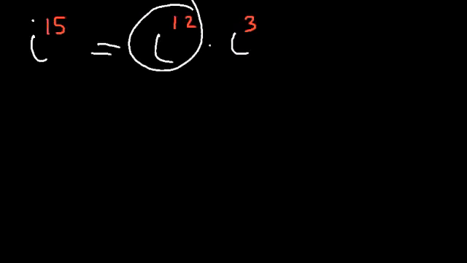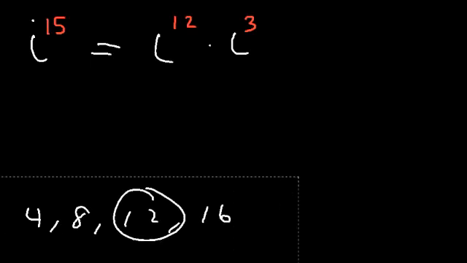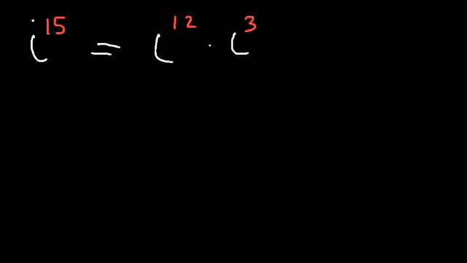Now what about, let's say, i to the 15th power? How can we simplify this number? So i to the 15th is i to the 12th times i to the third. One of these numbers, you want it to be the highest multiple of 4 that's closest to 15. Multiples of 4 are 4, 8, 12, and 16. 16 is too much, so you want to choose 12, and 15 minus 12 gives you 3. So you want to break it up this way.